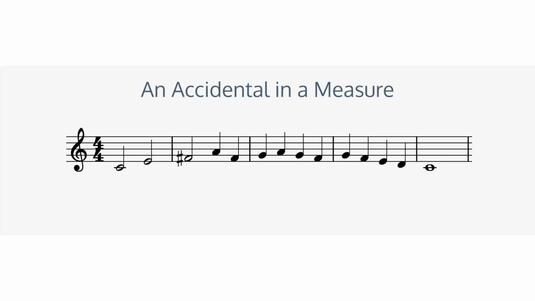When an accidental is placed in front of a note, it affects all notes of the same pitch within the same measure. For example, if a sharp sign is placed in front of an F, all subsequent Fs in that measure are sharped unless a natural sign is used to cancel the sharp. At the end of the measure, the accidental is reset and the note returns to its original pitch in the next measure unless indicated otherwise.